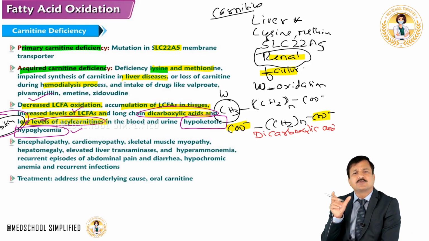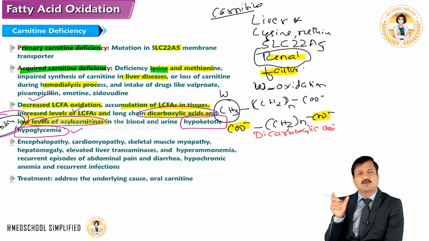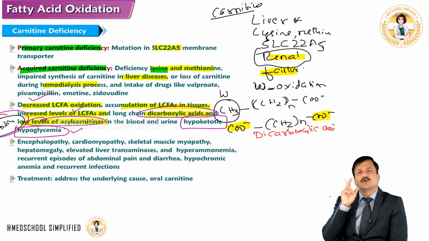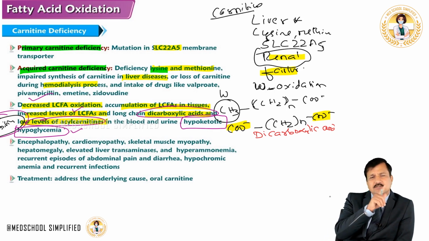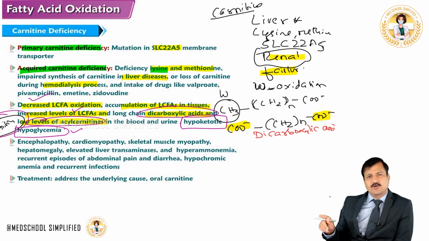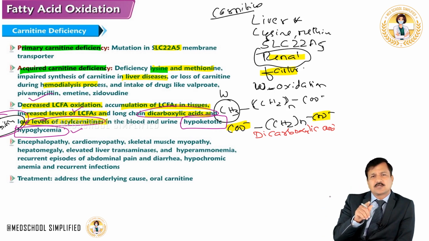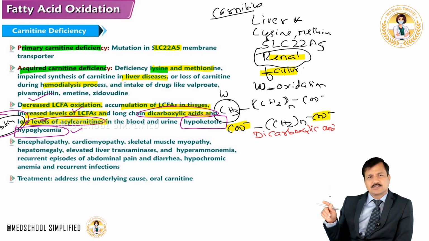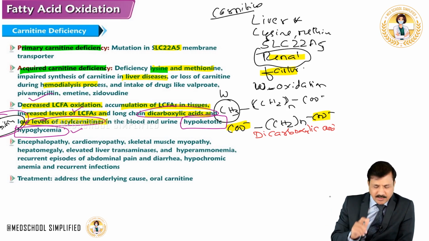Why? Because when beta oxidation is not going on, wherever the defect can be, there are low acetyl-CoA levels, which means low ketone bodies. And also when beta oxidation is not going on, ATP levels are not sufficient to maintain gluconeogenesis. So the patient will go into hypoglycemia. So that's a common finding.